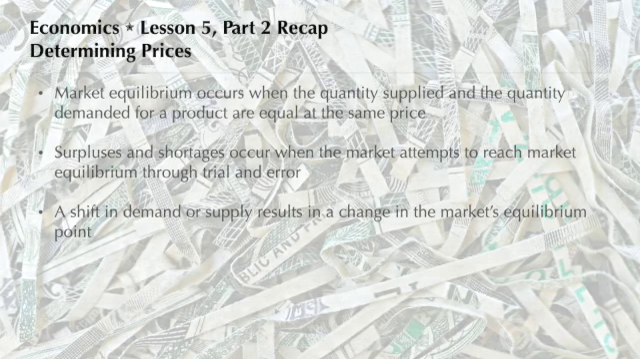So that's the way it is with Lesson 5, Part 2, Determining Prices. At this point, you should know that market equilibrium occurs when the quantity supplied and the quantity demanded for a product are equal at the same price. Surpluses and shortages occur when the market attempts to reach market equilibrium through trial and error. And a shift in demand or supply results in a change in the market's equilibrium point.